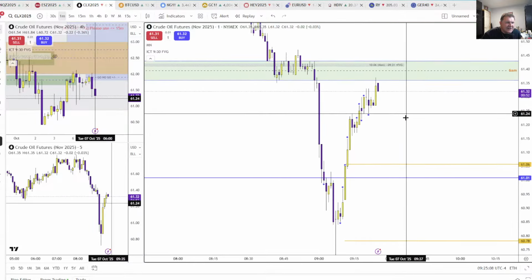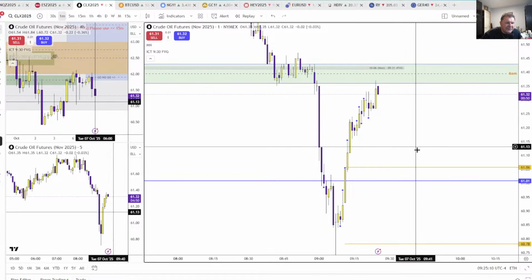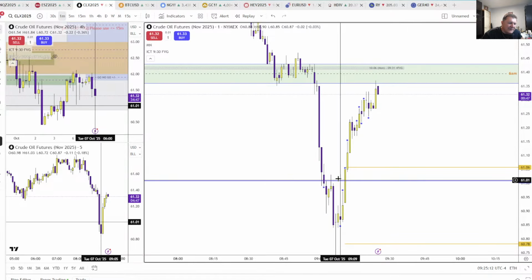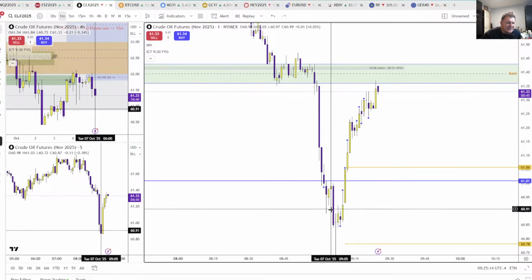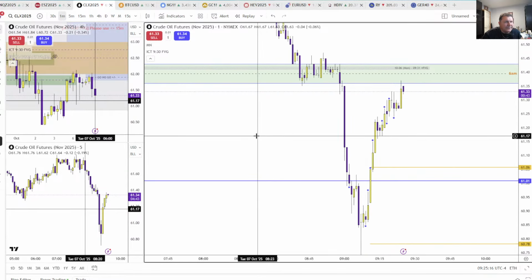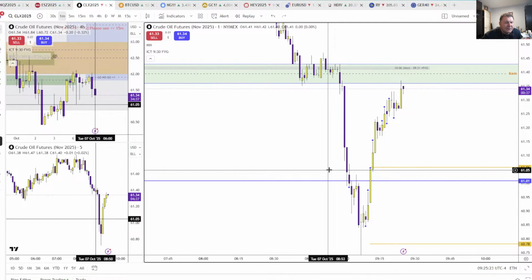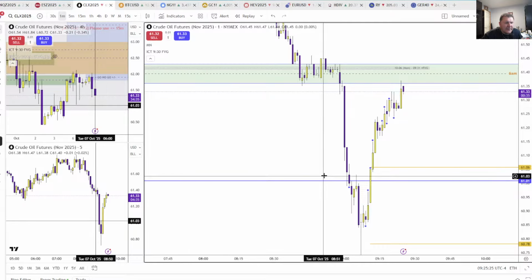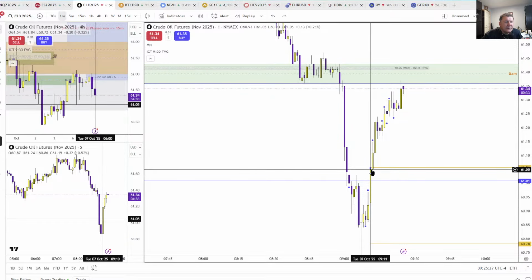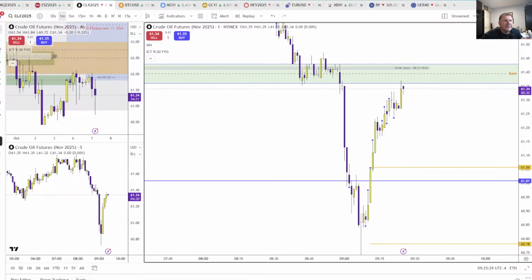So if this does decide to hit a premium level and then reverse and come all the way back down again, what am I targeting for? The untested levels. $61.03. Yeah. Nice call, Russell.